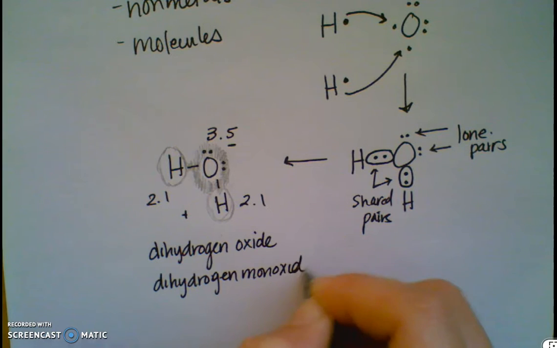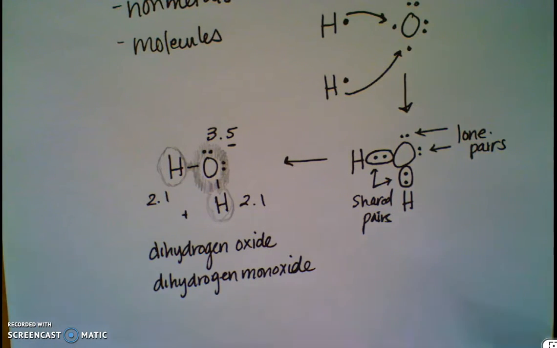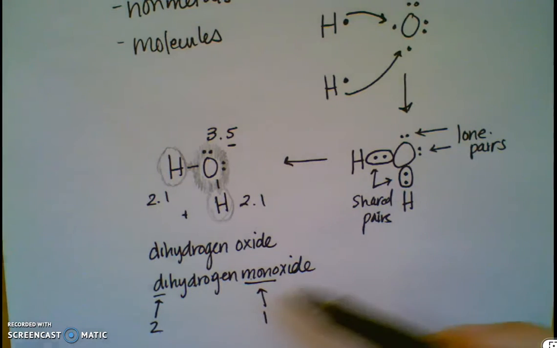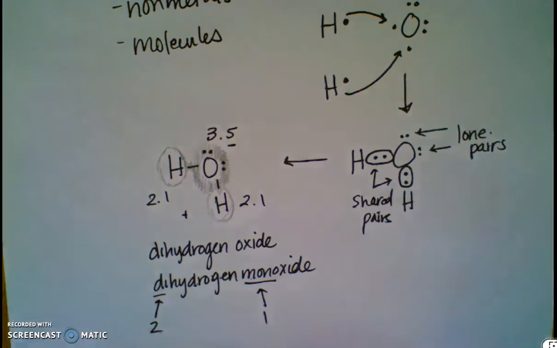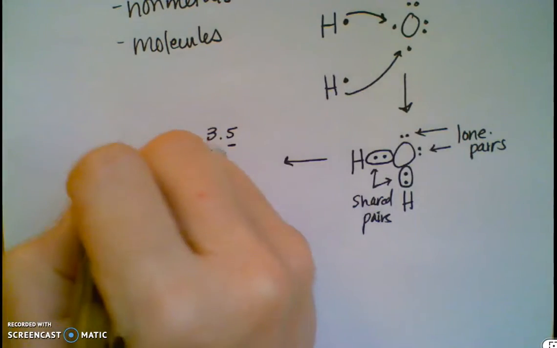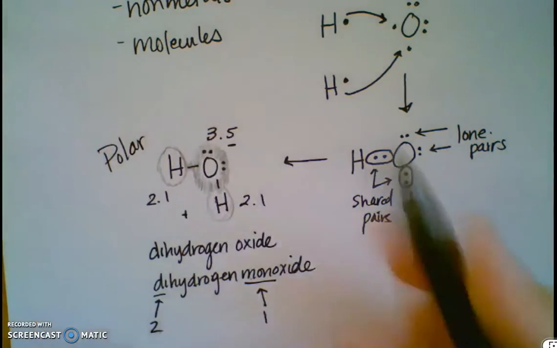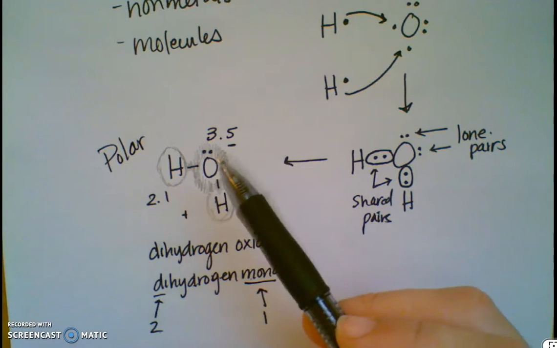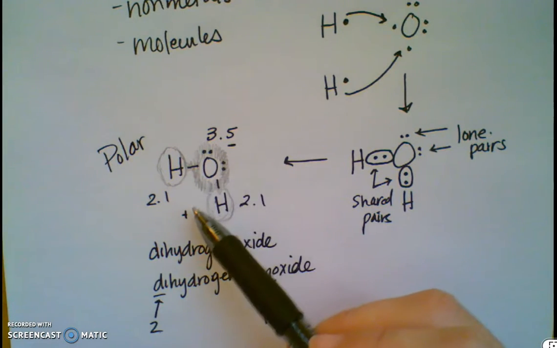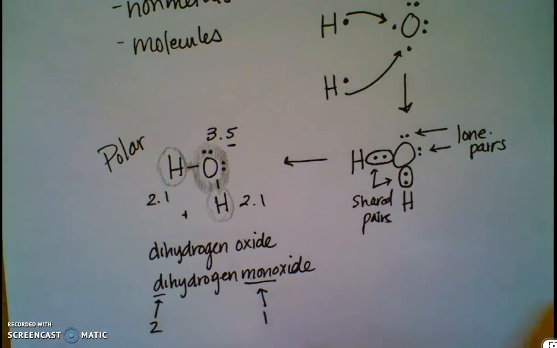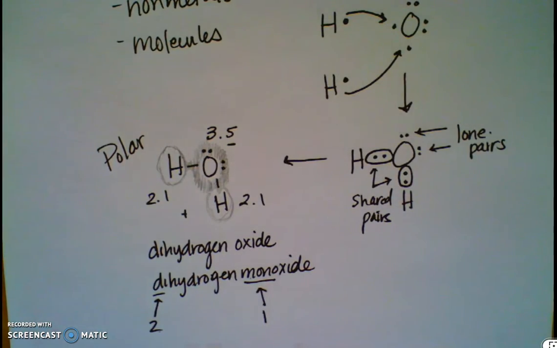Now, we never call it dihydrogen monoxide. It sounds a lot more ominous. We just call it water. But this "di" stands for 2, and "mono" stands for 1. So this is telling you that you have 2 hydrogens and 1 oxygen in this molecule. And again, this would be a polar molecule, meaning that it has a more negative side versus a positive side. The charges aren't completely spread apart evenly.